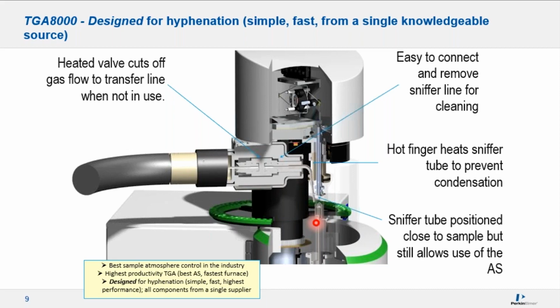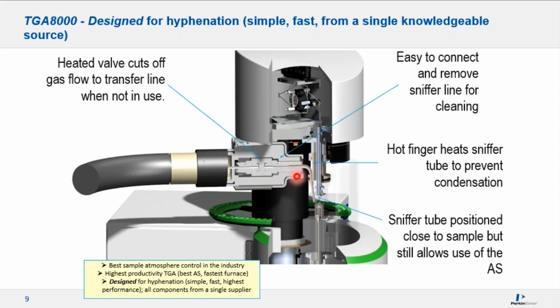This furnace design is a very low volume, meaning that for any evolved gases, there's not a lot of space for diluting with the purge gas. As soon as those gases are evolved during heating, they can enter straight into the hyphenation line. The hyphenation line is connected to the top here, and we have this sniffer tube that actually sits right above the furnace and right above the sample. Again, this allows those gases to very quickly get into the hyphenation line and go to the secondary instrument. This helps improve sensitivity for small samples and samples with low concentrations of gases.